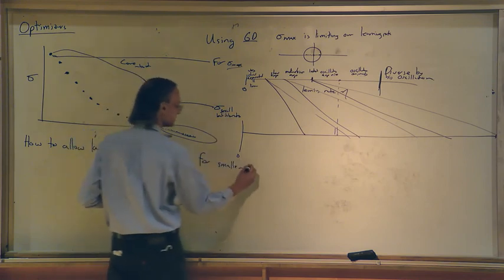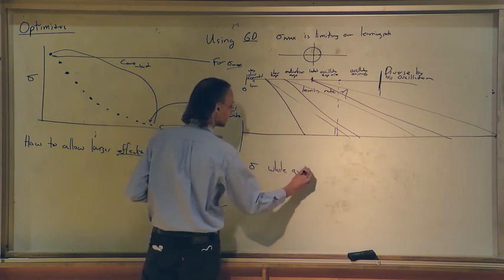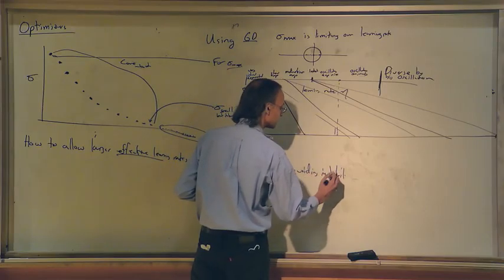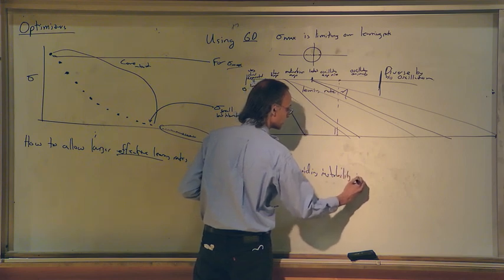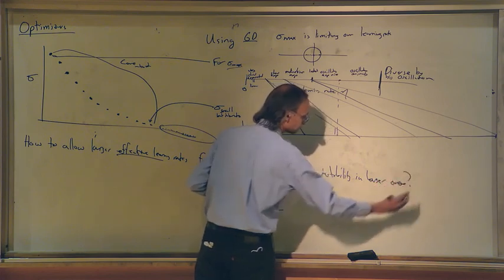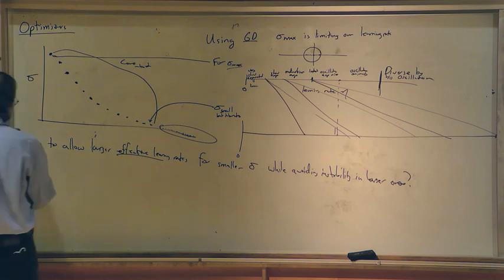So you want to make it bigger for smaller sigma while avoiding instability in larger ones. All the optimization approaches we have, at some high level, are trying to attack this problem. Right? Like, what can you do? So, the first approach we're going to talk about is called momentum.